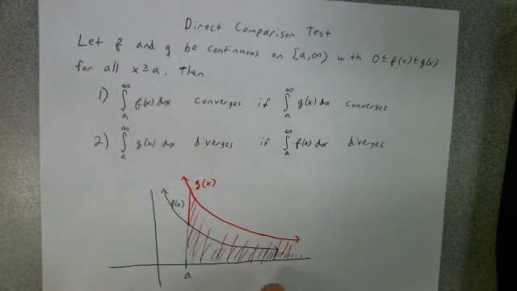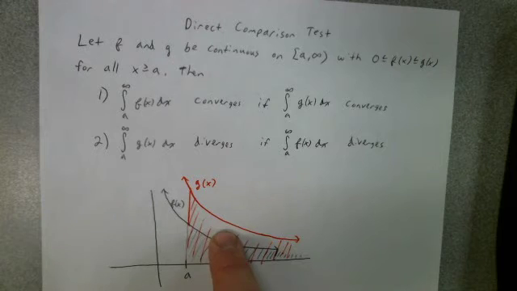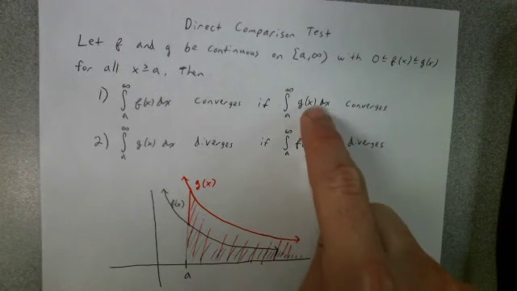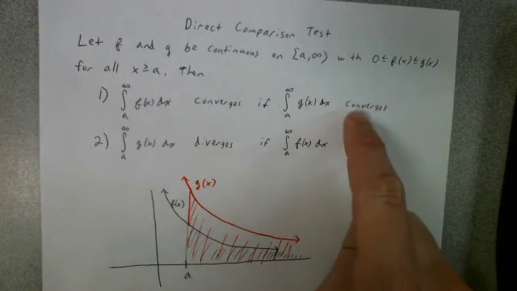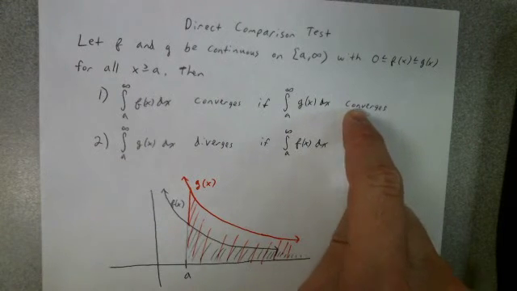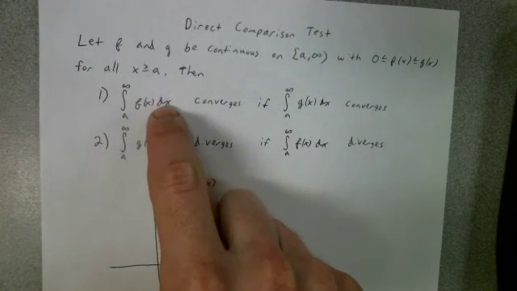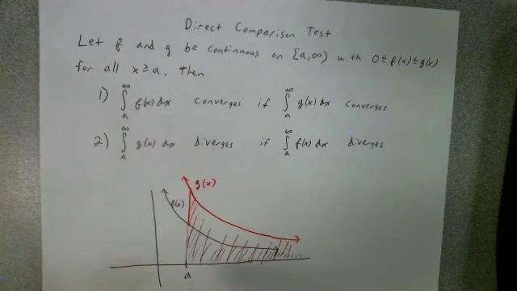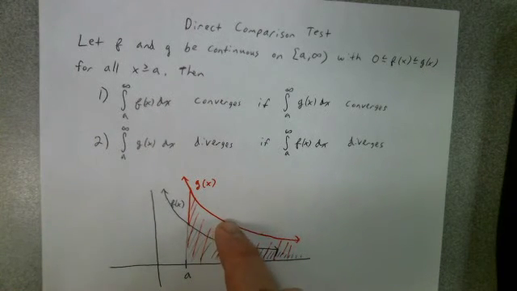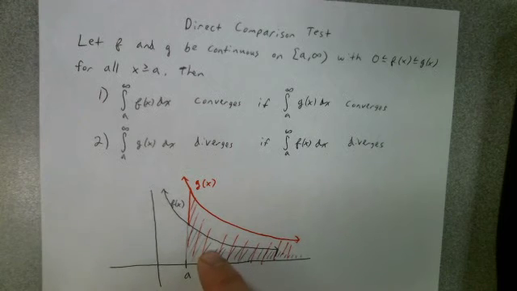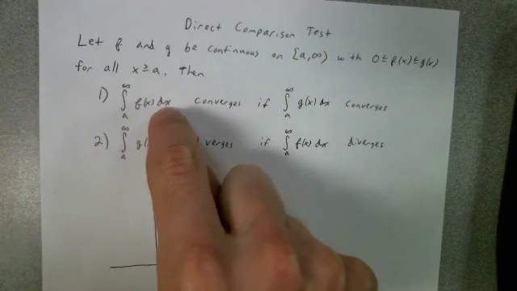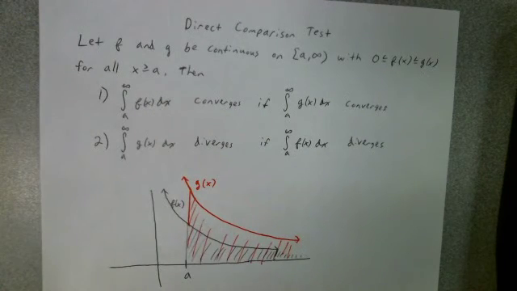So all this theorem is saying is if the red area is finite, or in other words, if the integral of g of x here converges, then the black area is finite. The integral from a to infinity of f of x dx converges. So if the red area is finite, well, the black area is smaller. So that area must be finite. So if the red area is finite, the black area must be finite.